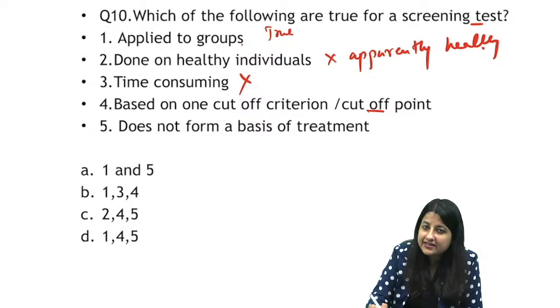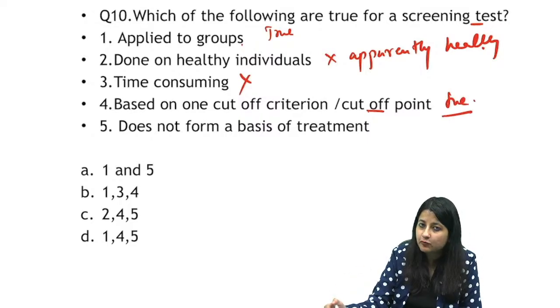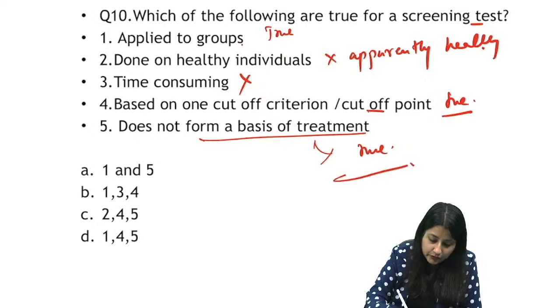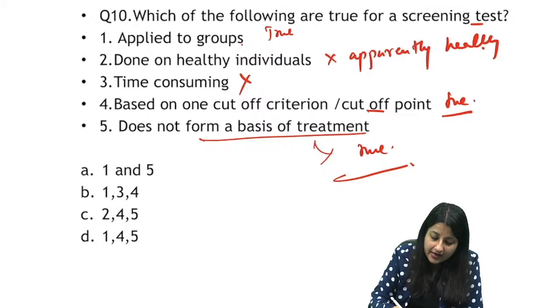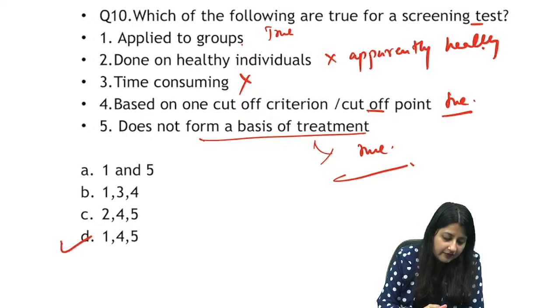Based on one criterion cutoff? Yes. If my BP is more than 120/80, the screening test is positive. Does not form the basis of treatment. This is also absolutely correct. So what did you give me as the answer? You didn't give me the answer to this. What is your answer over here, guys? 1, 4 and 5. Okay, what is your answer? 1, 4 and 5. Am I clear?